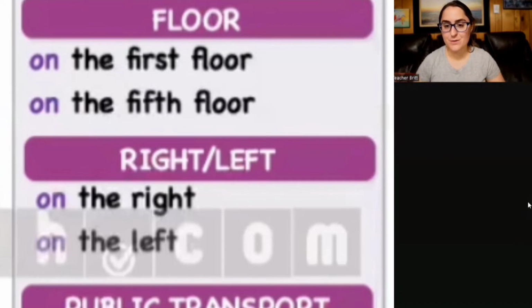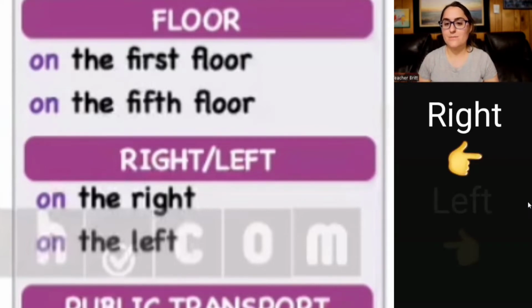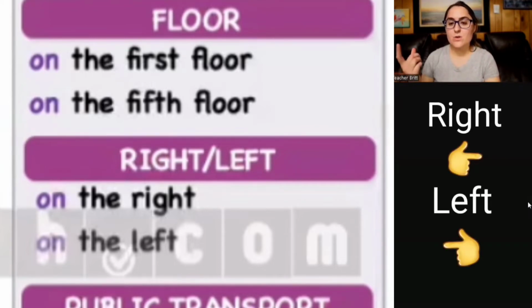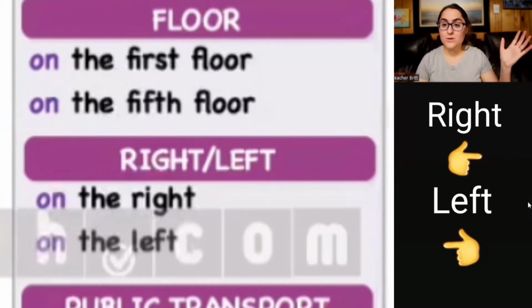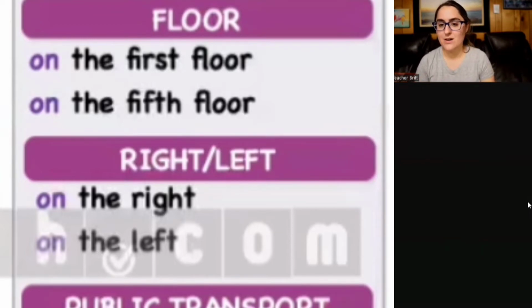Those are examples of floor. We also use on when we're talking about right and left. So, the store is on the right. On the left, you will see the Eiffel Tower. Those are examples of on when talking about right and left.